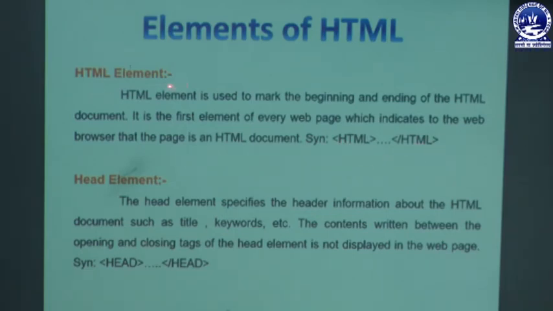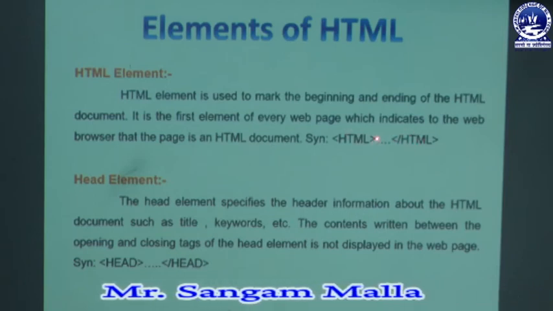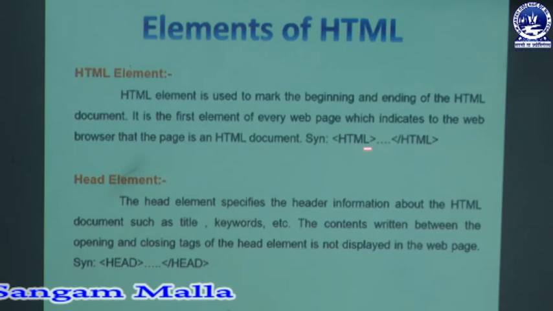So what do you mean by HTML element? The HTML element is actually the beginning and the ending of the HTML document. Every web page must start with an HTML tag. That means it must have an HTML start tag and it must have an ending HTML tag. That means all the coding, all the things will be written within these two tags, start tag and end tag.